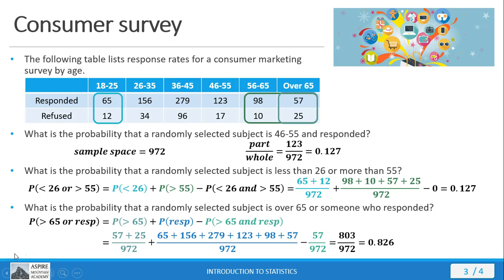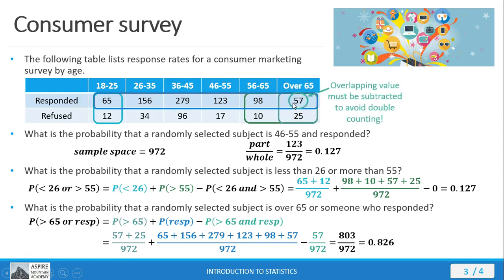And then to get the probability of those who responded, that's this entire row here. So we add up all those numbers to get the part who responded. The whole, as always, 972 from what we've seen before. And then where's that 57 coming from? Well, notice we're taking this column here and this row here. So the 57 belongs in both of them. That overlapping value, you've got to subtract that out in order to avoid the double counting. And that's why here we've got the minus 57 over 972.